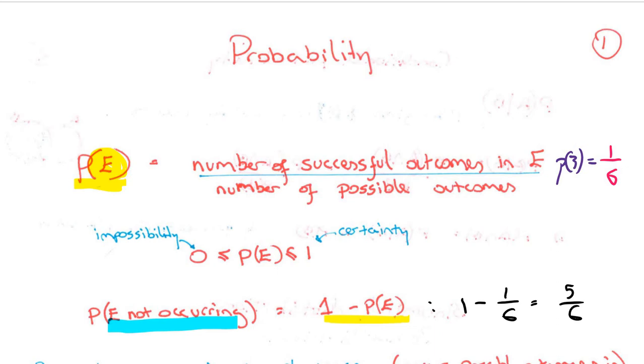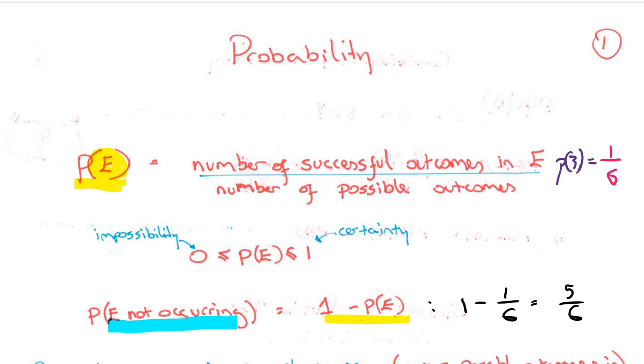So let's say there were a certain number of discs in the bag. Let's say there were 10 discs in the bag. 5 of those discs were blue. What is the probability of pulling out a blue disc? The probability is going to be 5 over 10, which is a half or 0.5.